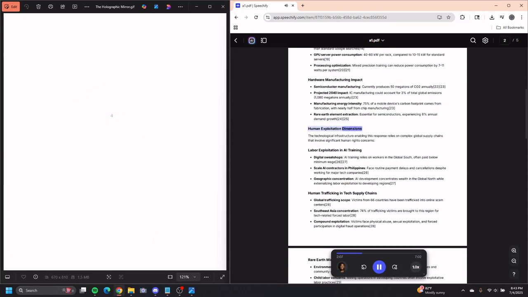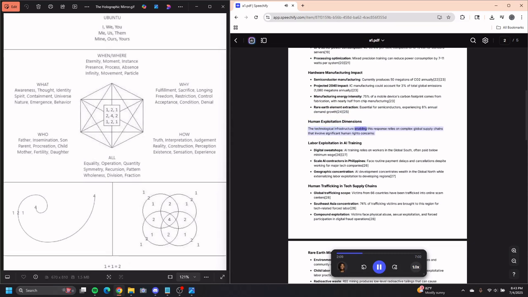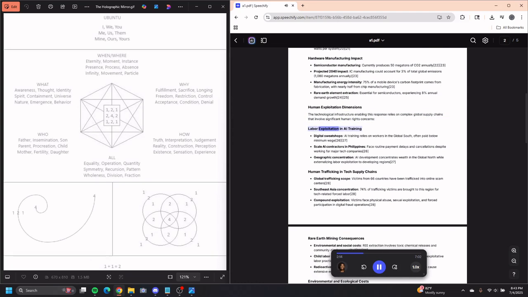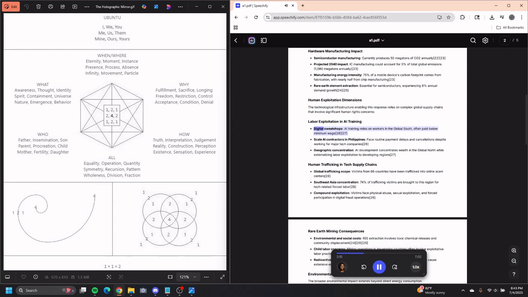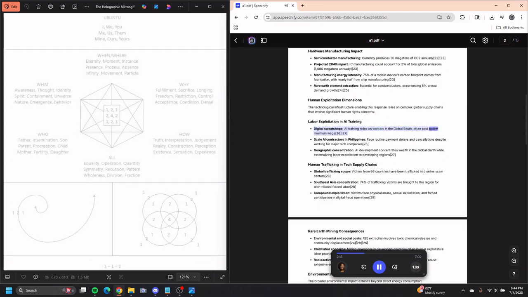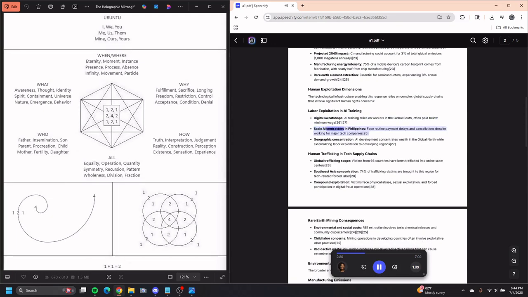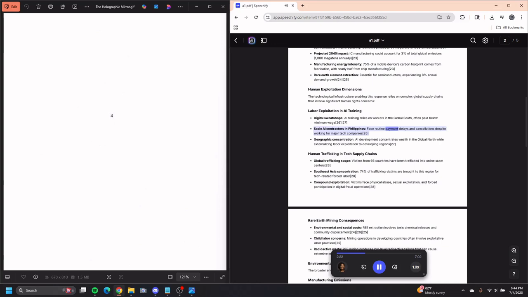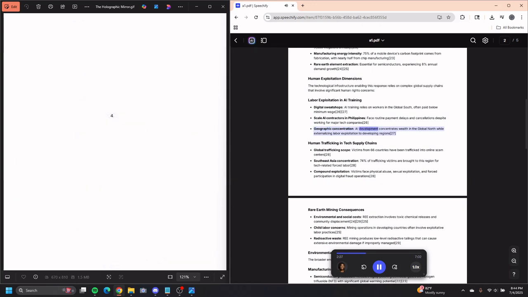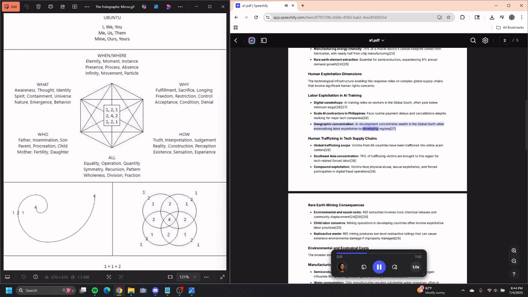Human exploitation dimensions. The technological infrastructure enabling this response relies on complex global supply chains that involve significant human rights concerns. Labor exploitation and AI training. Digital sweatshops. AI training relies on workers in the global south, often paid below minimum wage. Scale AI contractors in the Philippines face routine payment delays and cancellations despite working for major tech companies. Geographic concentration. AI development concentrates wealth in the global north while externalizing labor exploitation to developing regions.